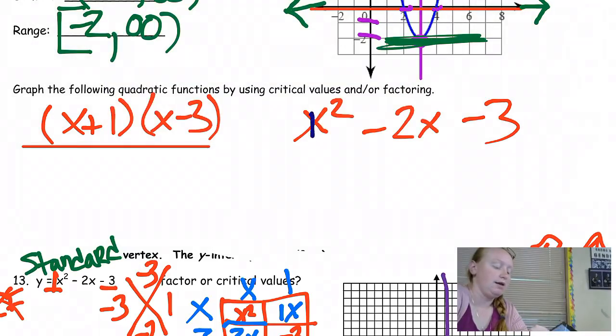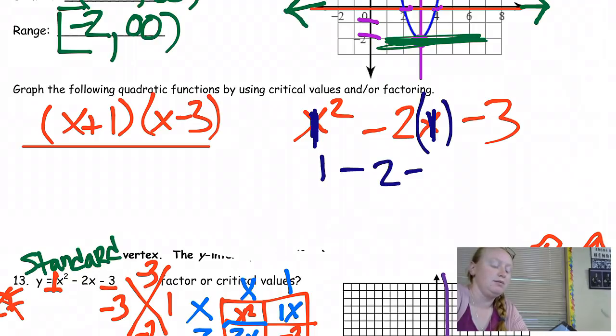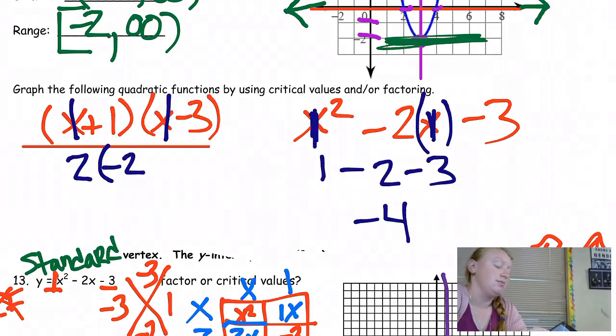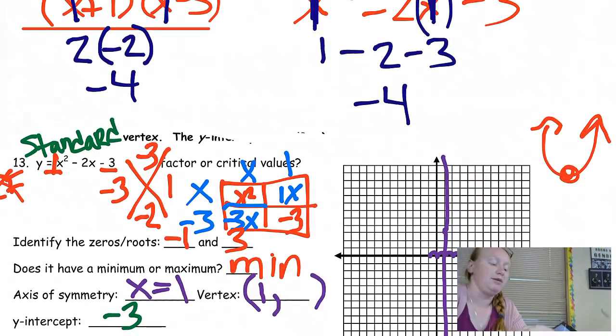So if I plug in a 1 for 1 squared, and I plug in a 1 for 2 times 1, I get 1 minus 2 minus 3. I should get negative 4 as my final. Or 1 plus 1 is 2, 1 minus 3 is negative 2. These multiply. That's a big mistake I see people make there too. One of the reasons why I don't like it. These multiply, they do not add together. 2 times negative 2 makes negative 4. This is the y of my vertex.